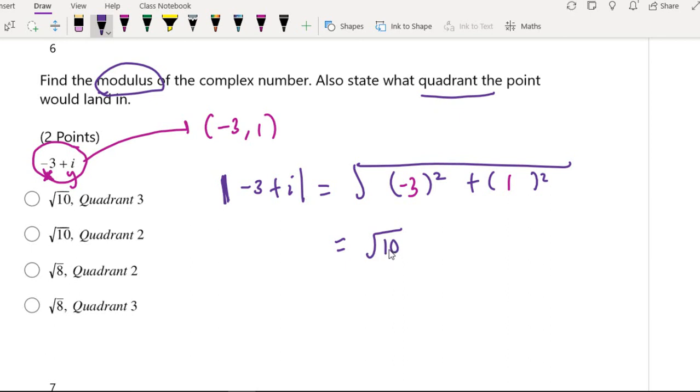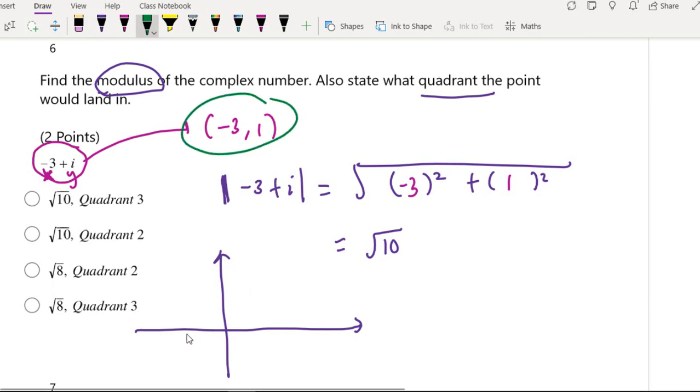So the modulus is square root of 10. For the quadrant, maybe you can sketch an Argand diagram and check. This is the coordinate, negative 3, 1. So from the origin to the line, this is the point. This is the Argand diagram. So it lies in the second quadrant. Modulus square root of 10, second quadrant. So the answer is this option, the second option.